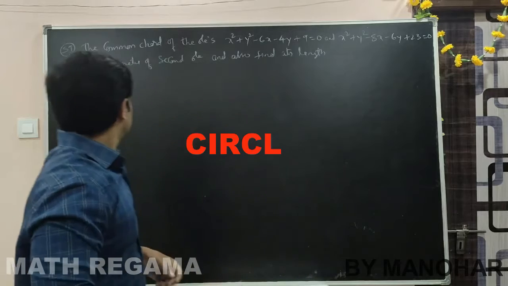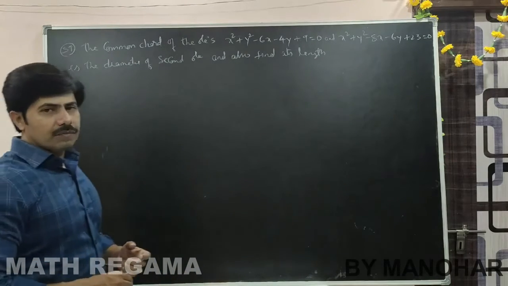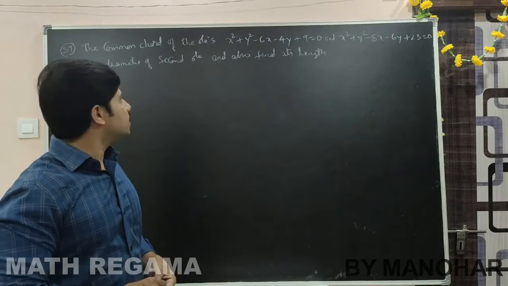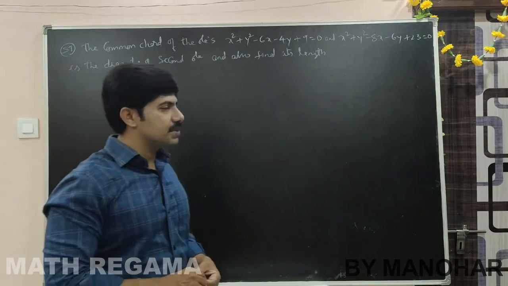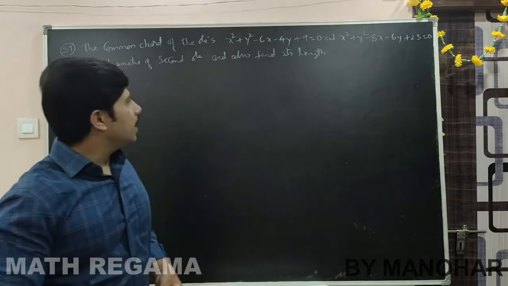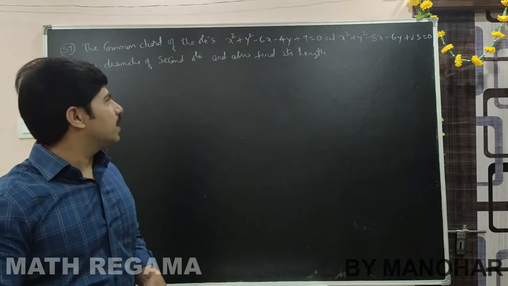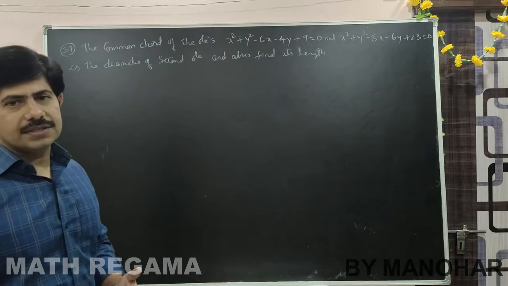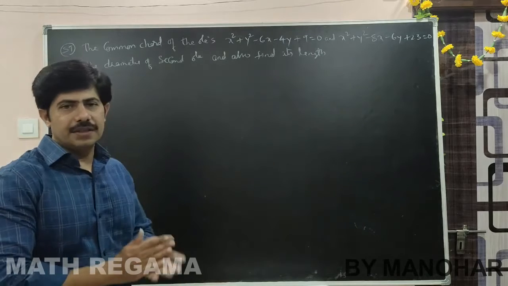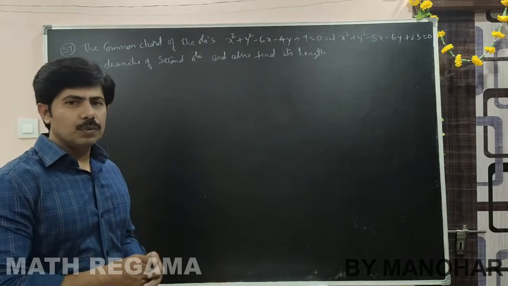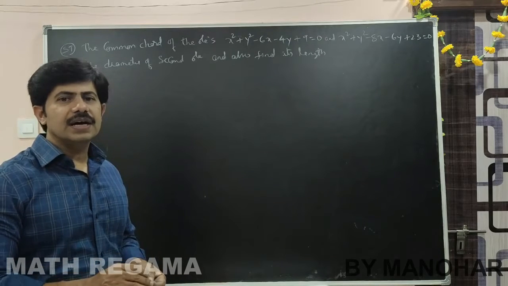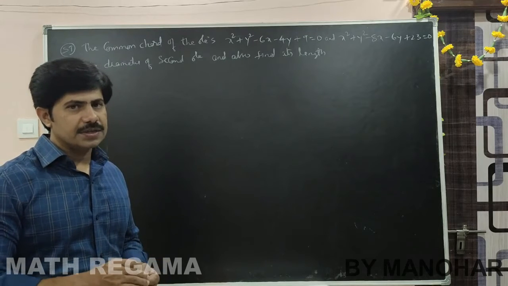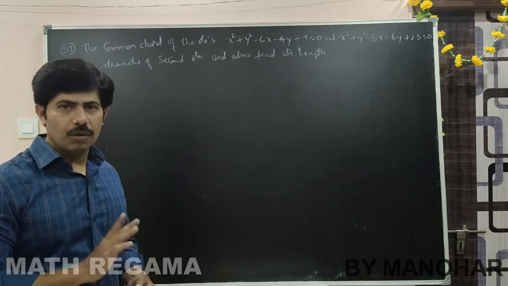Problem. Show that the common chord of the circles x square plus y square minus 6x minus 4y plus 9 is equal to 0, and x square plus y square minus 8x minus 6y plus 23 is equal to 0 is the diameter of the second circle, and also find its length. So here we have to prove that the common chord is the diameter of the second circle. So first what we do, we'll find out the common chord.